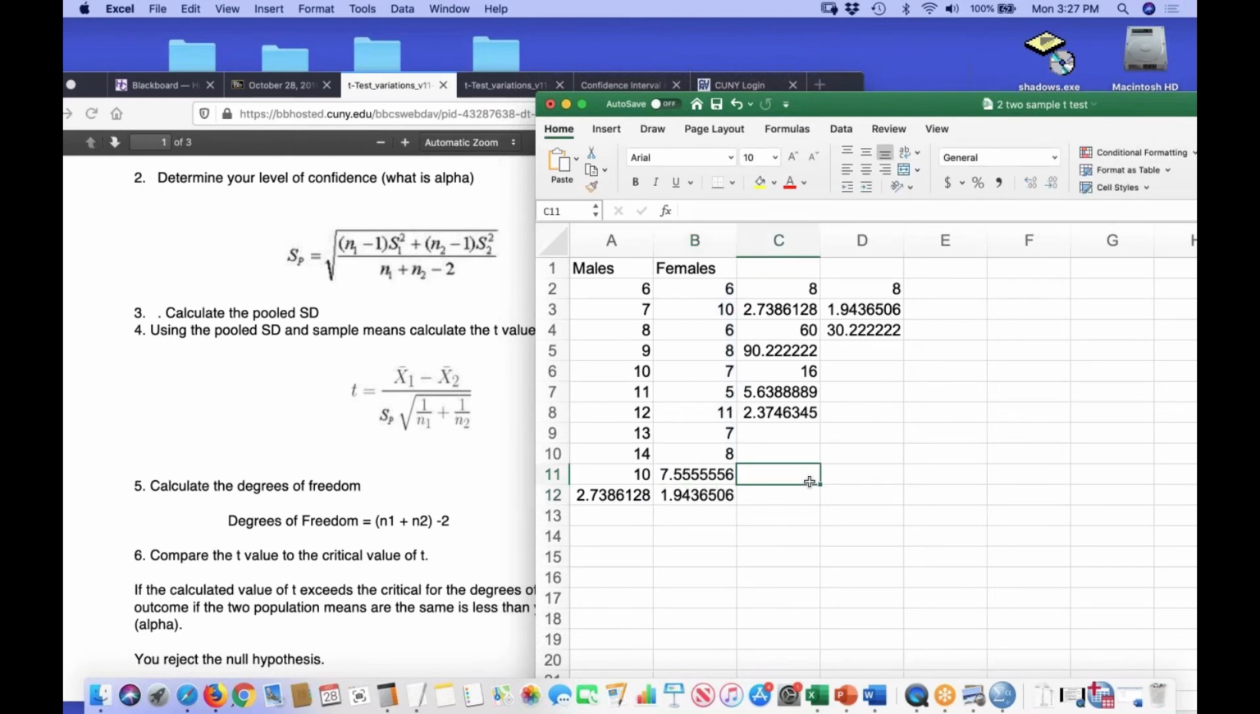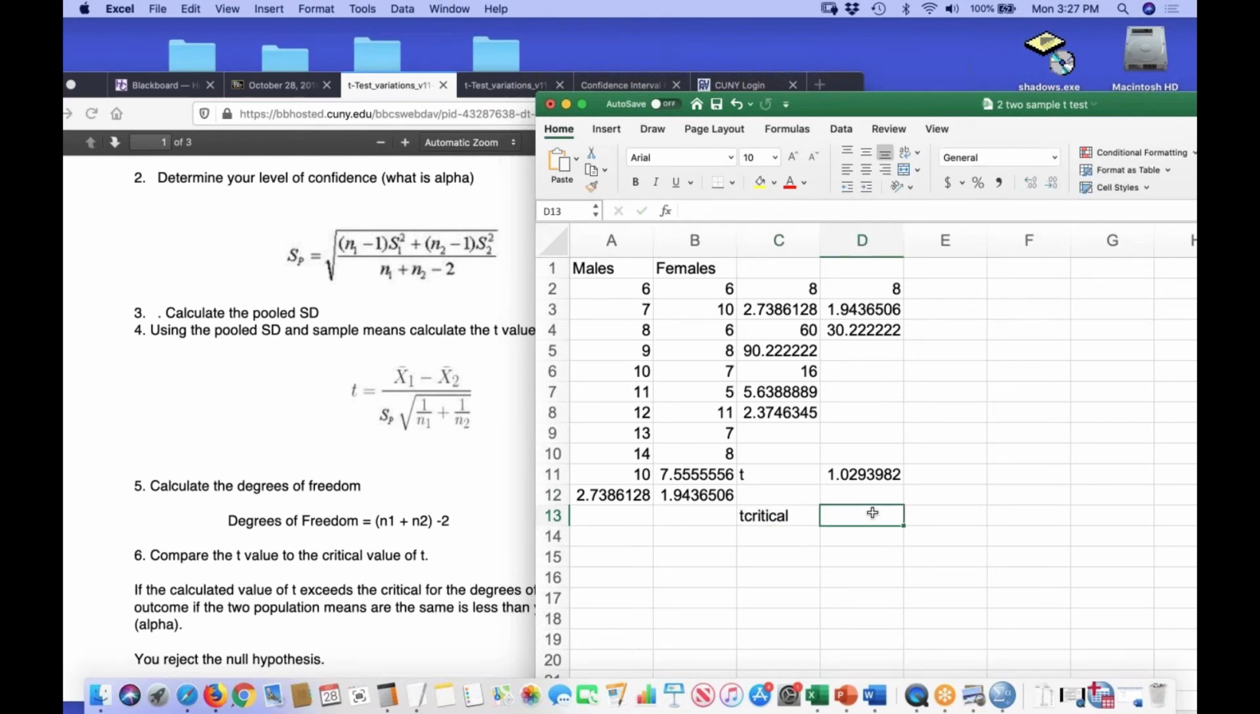Okay, so let me calculate my t-score. My t-score is going to be equal to the difference between these two means on top, divided by my standard error, which is going to be this number. It's 1.029.